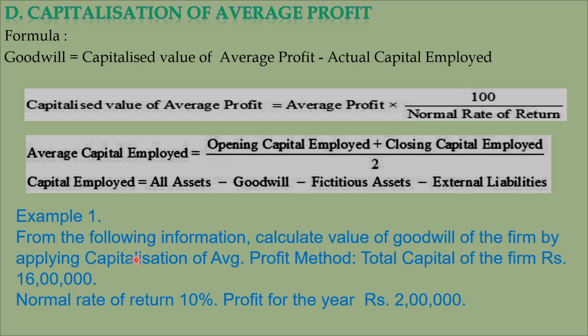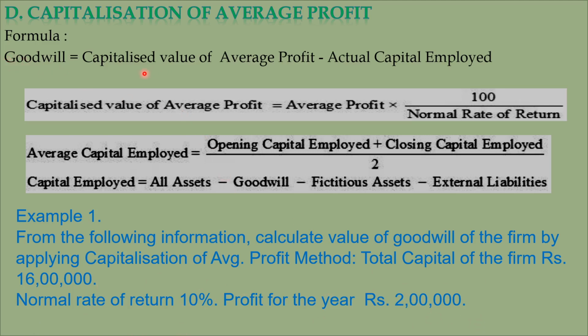Here is the problem related to this topic. From the following information, calculate the value of goodwill of the firm by applying capitalization of average profit. Total capital of the firm was provided as 16 lakh and normal rate of return 10%. Profit for that year is 2 lakhs.